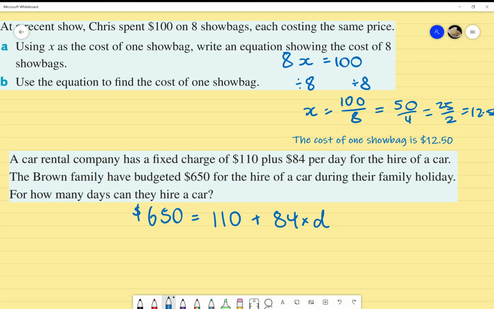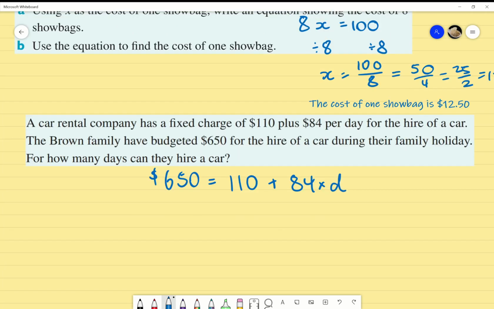Now, the problem with what we've done so far is that the question hasn't defined what D is. We need to specify what D is. So we need to write let D equal the number of days. It's super important that we define what the variable is. Great, so we form the equation 650 equals 110 plus 84 times D.